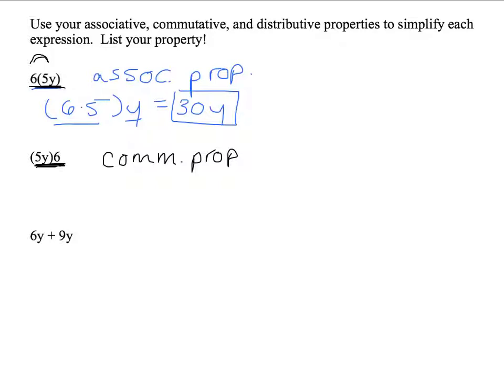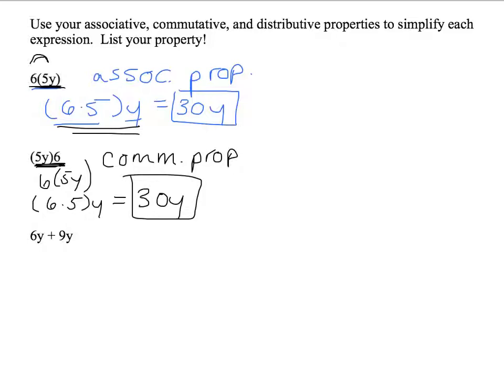So we're going to rearrange this as 6 multiplied by 5y, and then we can regroup because that's also part of the property. So we can say 6 multiplied by 5 times y, and we have the same thing as above, so we get 30y.